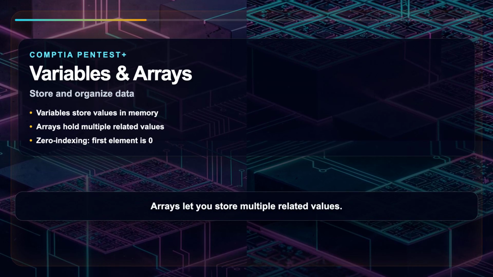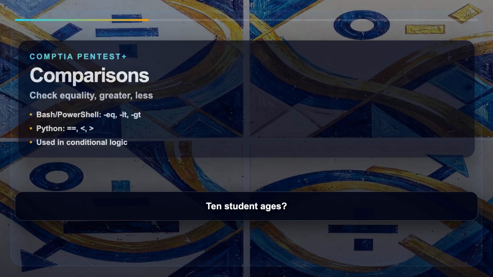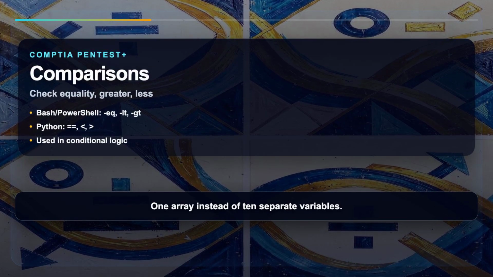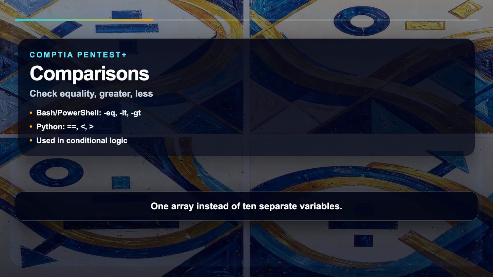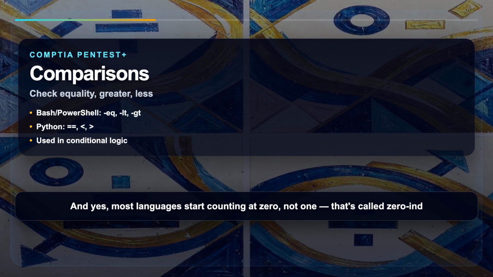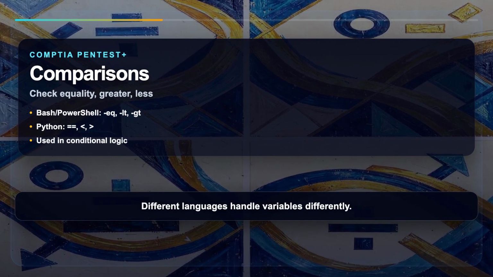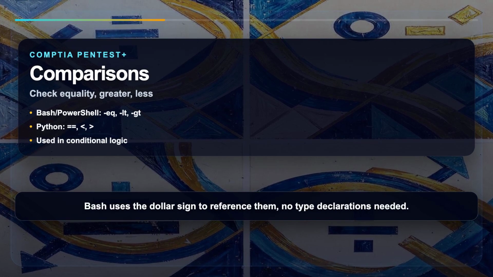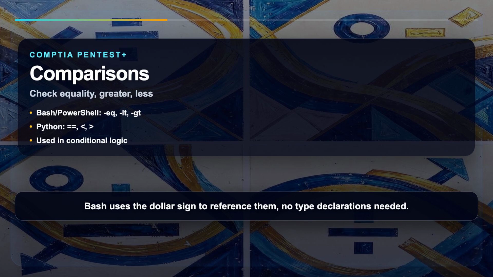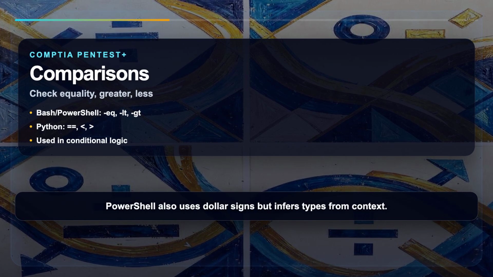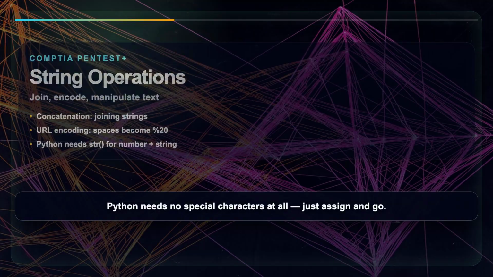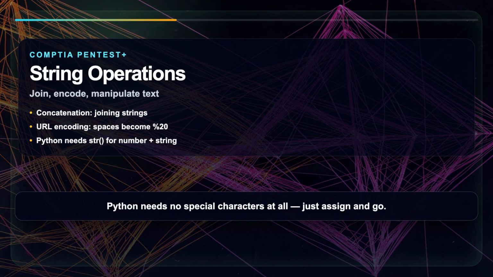Arrays let you store multiple related values. 10 student ages, 1 array instead of 10 separate variables. And yes, most languages start counting at 0, not 1. That's called zero indexing. Different languages handle variables differently. Bash uses the dollar sign to reference them, no type declarations needed. PowerShell also uses dollar signs but infers types from context. Python needs no special characters at all.